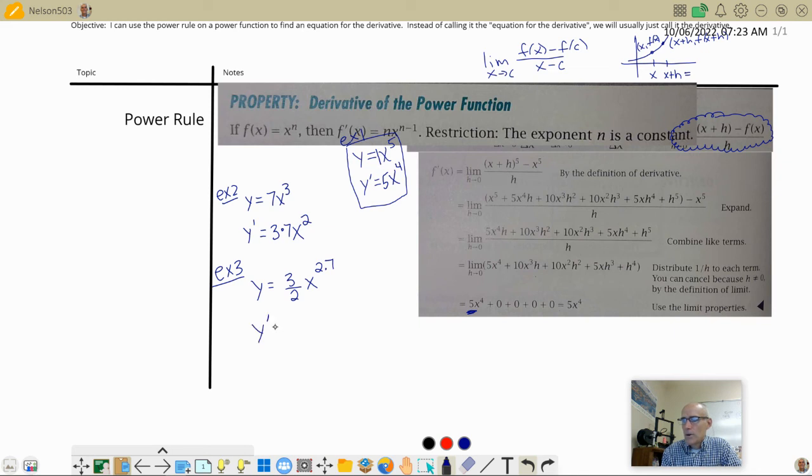And by the way, you notice my notation for derivative, I'm just putting a prime down. If this was called f of x, I'd put f prime of x right over here. So how do we do this one? Put it on pause. You try it.